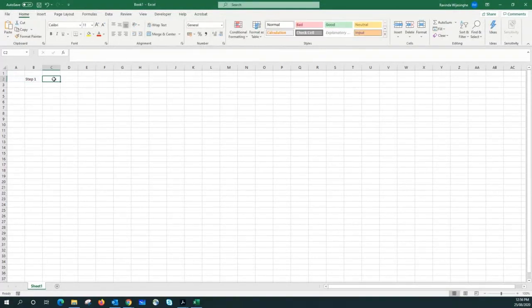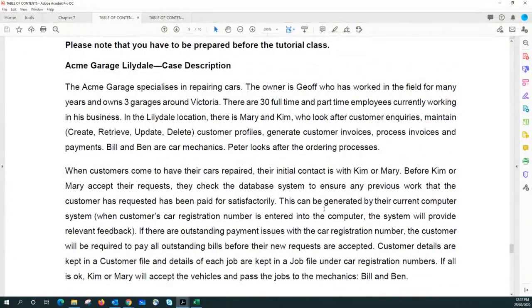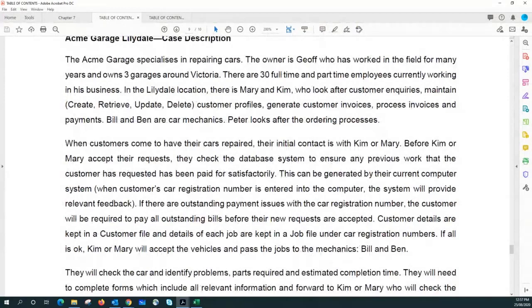Step 1, I will determine the roles. So determine the roles. Okay, so let's actually go through this. Now, when you read this, who are the people involved in this case? They're talking about Mary and Kim, right?